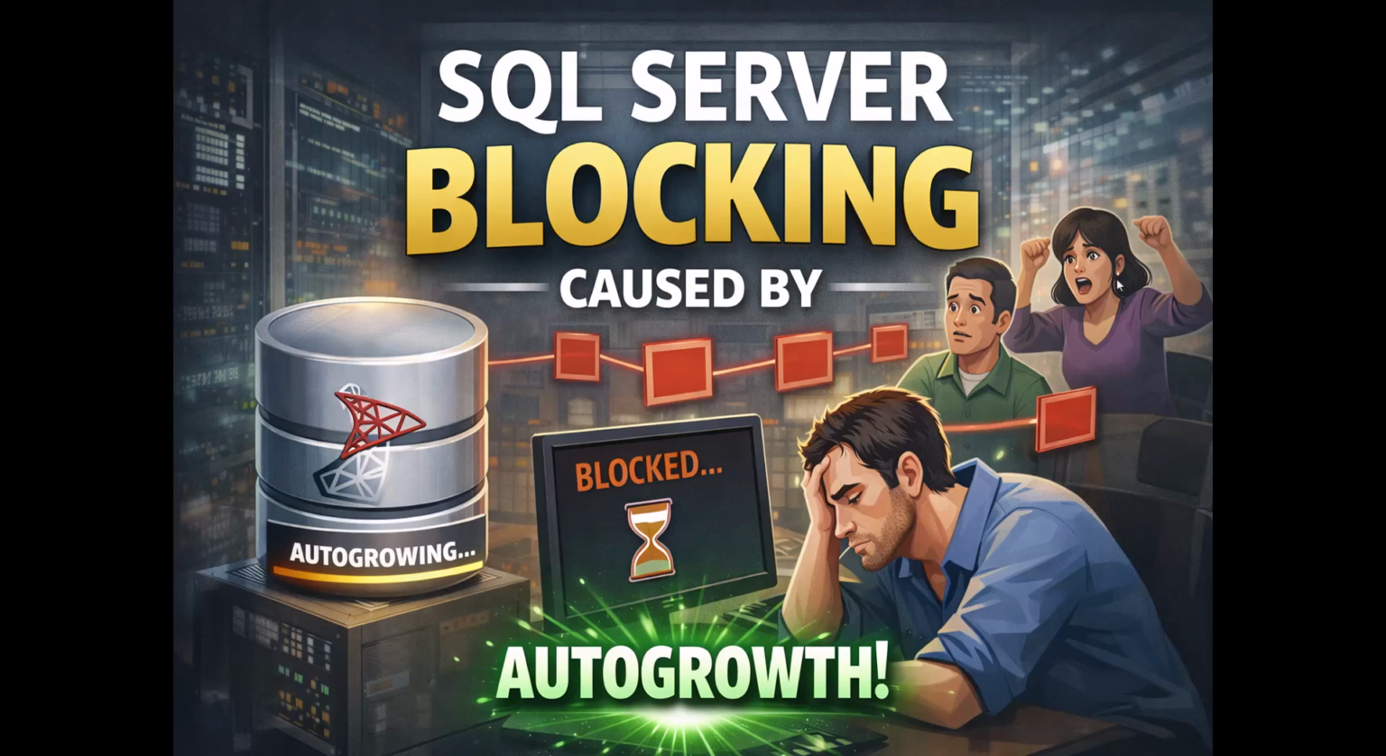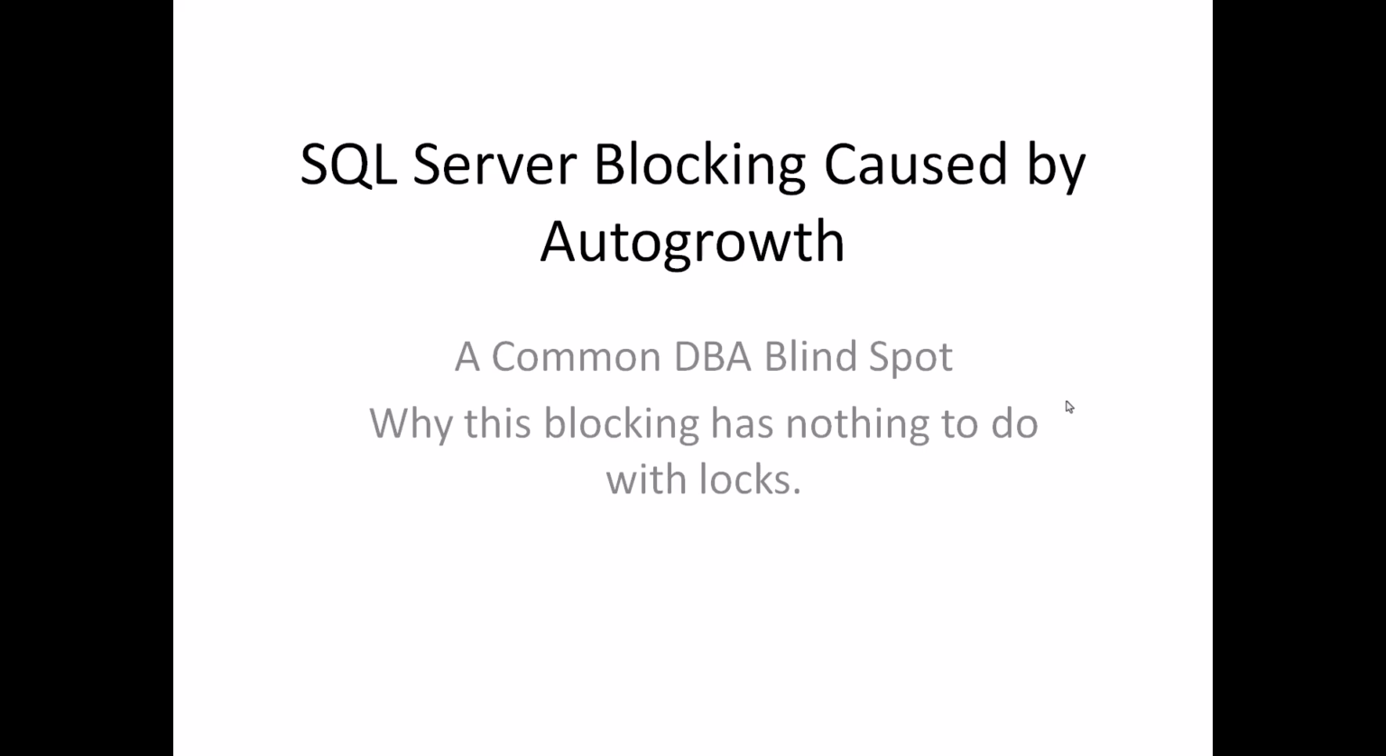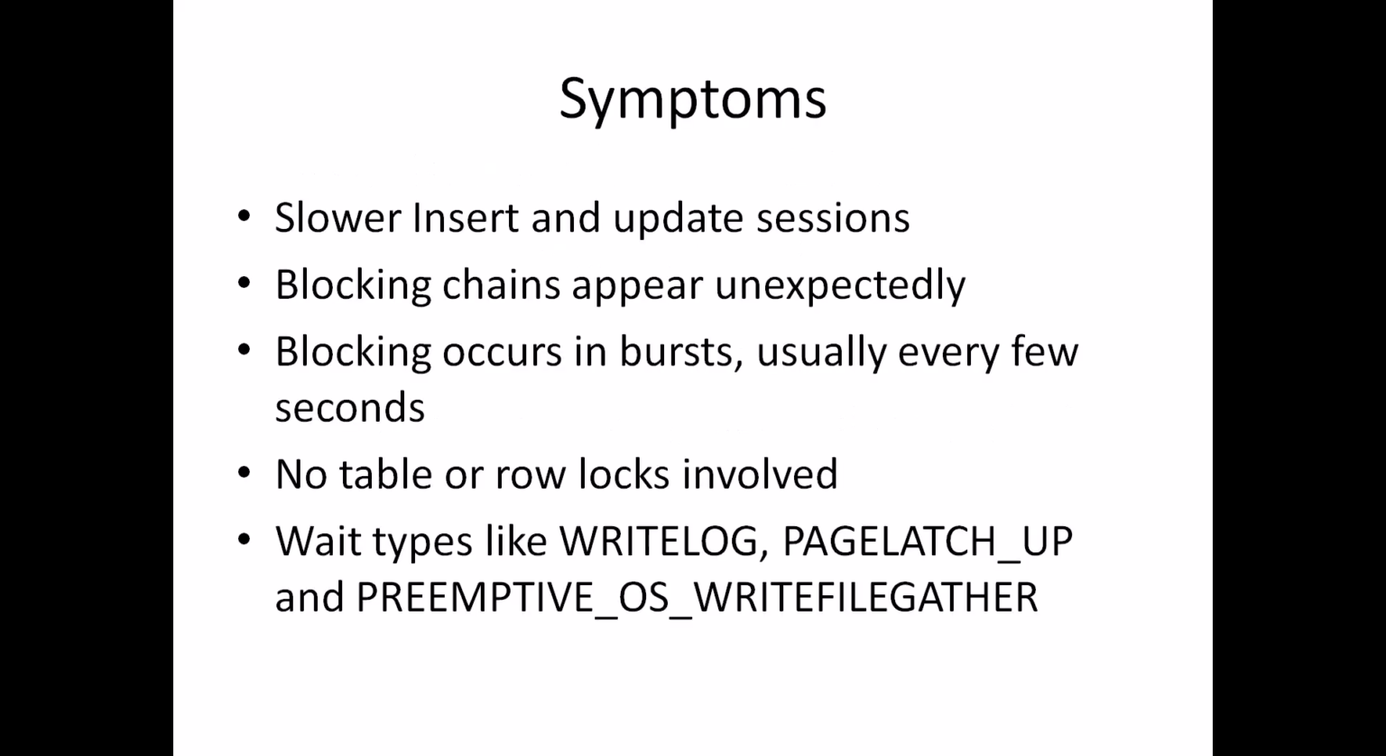In this video, I will talk about SQL Server blocking caused by autogrowth. It is a common DBA blind spot. We will take a look at why, because we get the symptoms like sessions running slow, inserts and updates are slower, and blocking is happening. We start looking at the lead blocker, but the blocking is a moving blocking, and it happens in a burst, and then a few seconds later it is good.